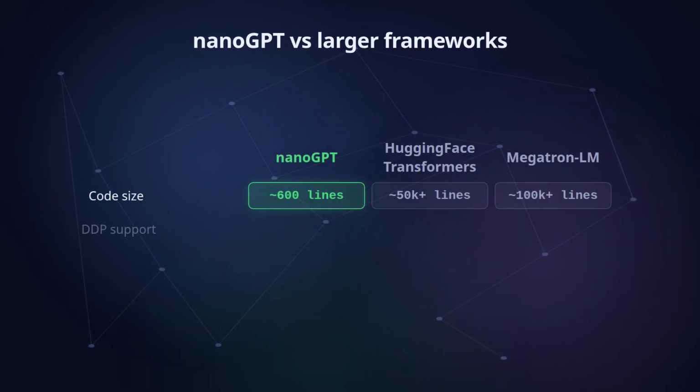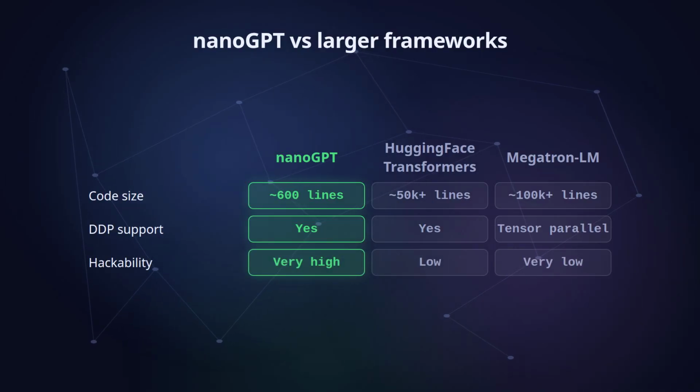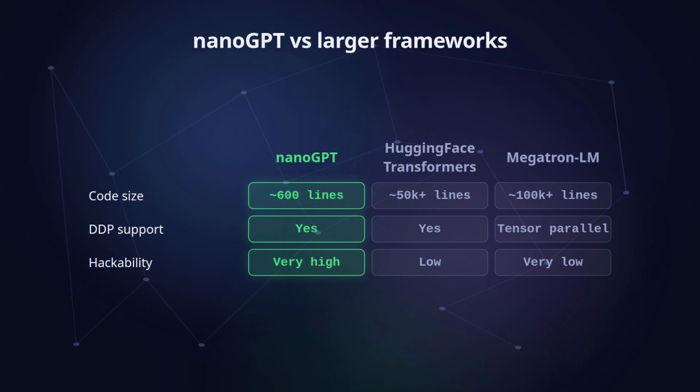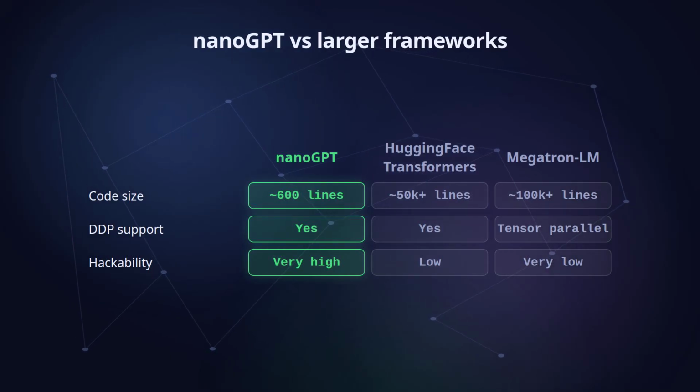Compared to production-grade libraries, nanoGPT deliberately omits features like rotary position embeddings, tensor parallelism, or full evaluation harnesses. But every feature it does have is easy to locate, understand, and modify.